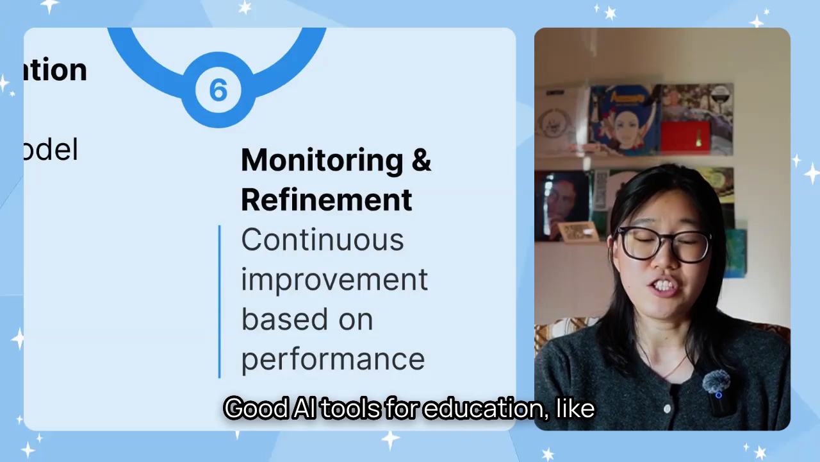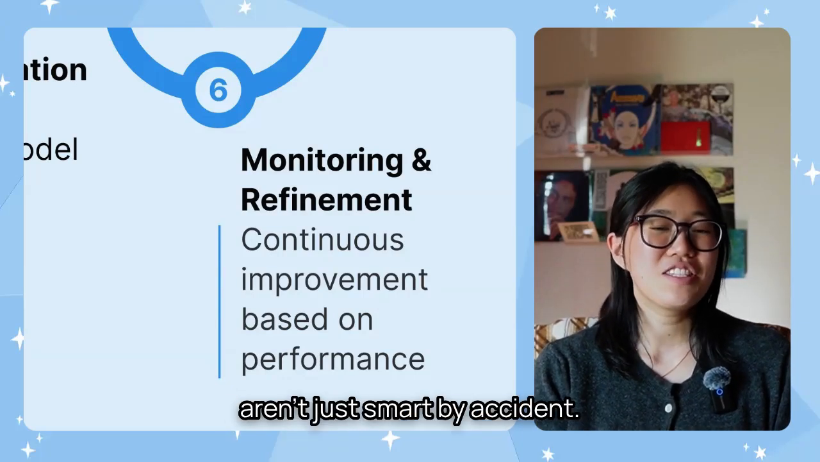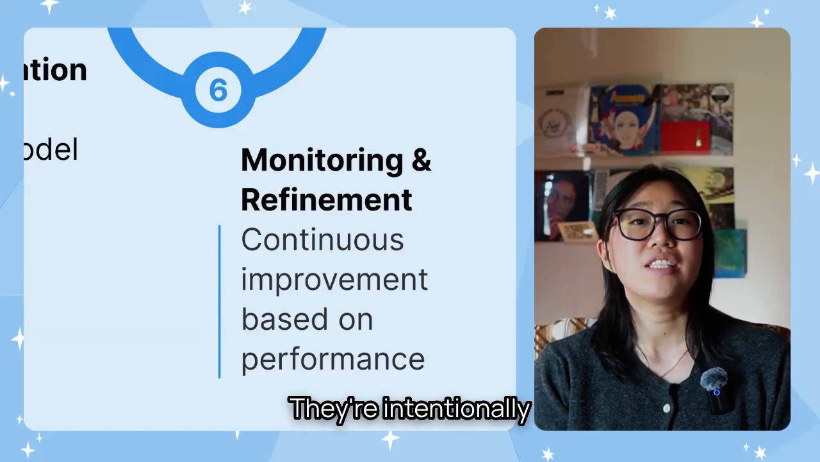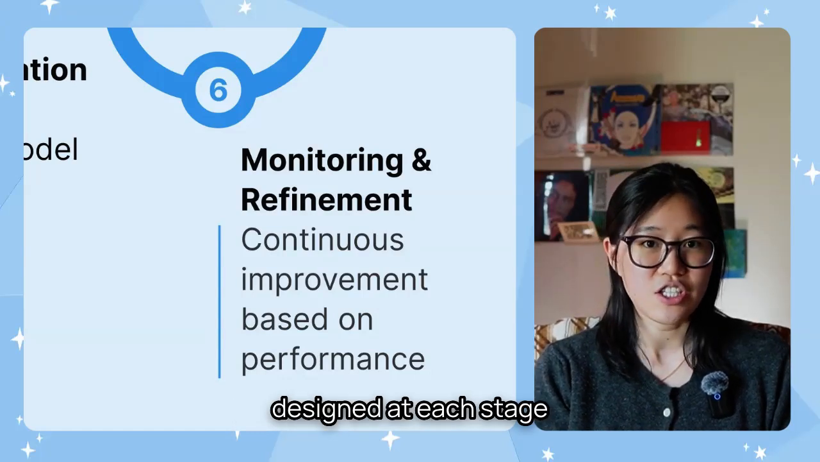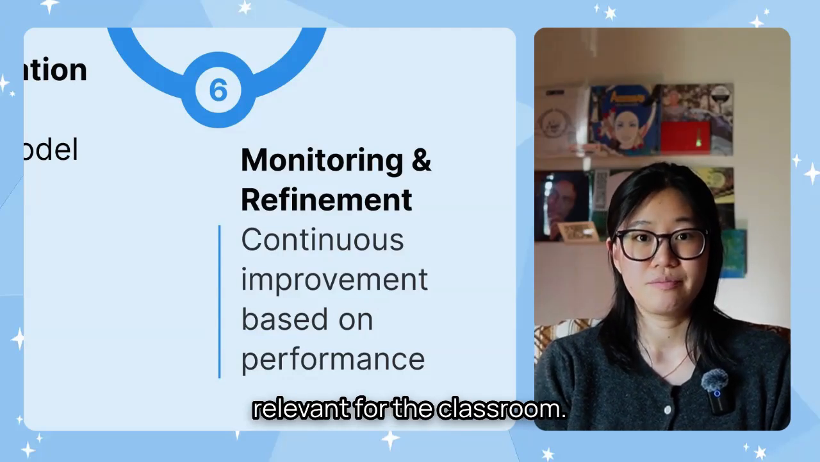Good AI tools for education, like Flint, not to toot our own horn, aren't just smart by accident. They're intentionally designed at each stage to be accurate, safe, and relevant for the classroom.